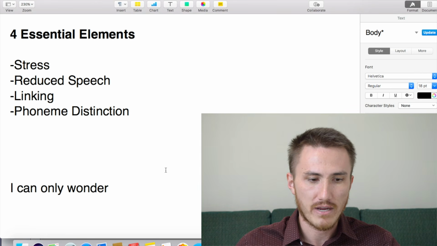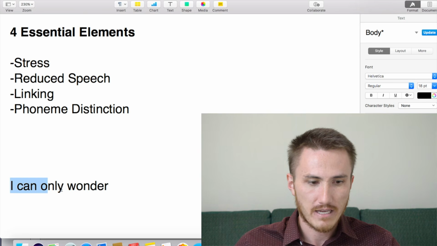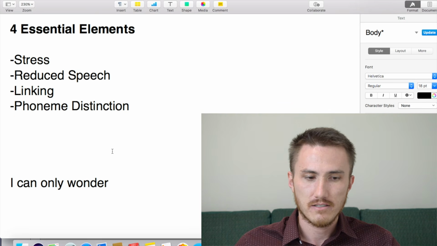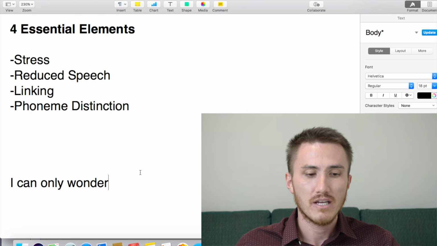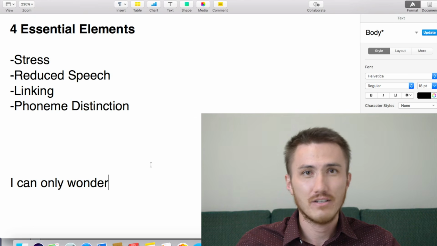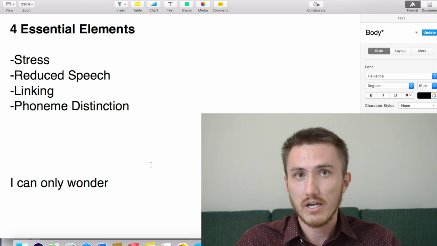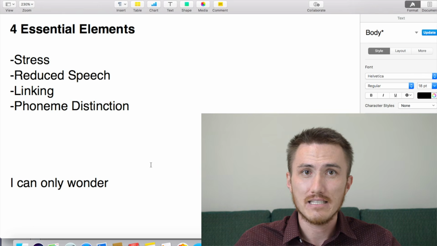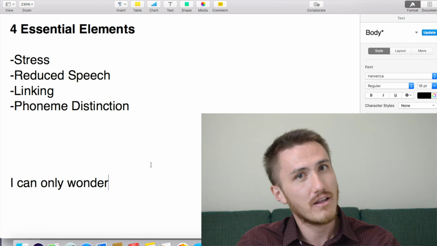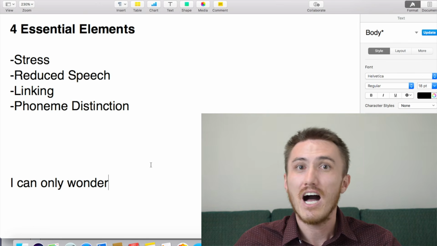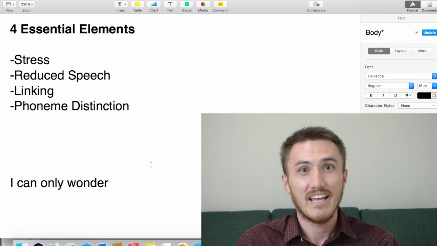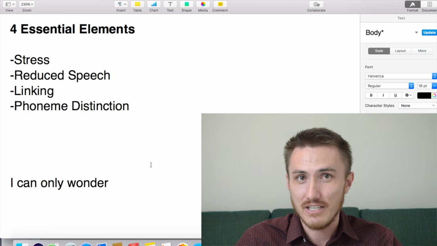We're gonna look at this phrase right here, okay? I can only wonder. So first of all, let's talk about stress. Stress refers to which syllables and which words are said longer and louder when we're talking. When we stress a syllable, this means that we say it longer and louder than other syllables. If a syllable is unstressed, then it can become very short, very quiet, and its pronunciation might change actually.